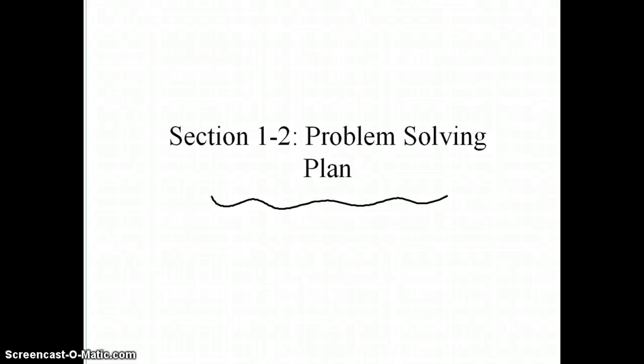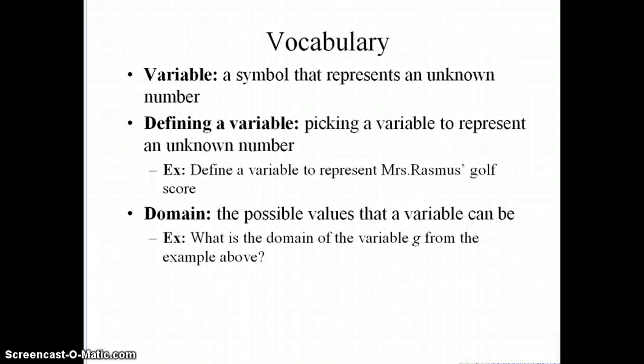Welcome to Pre-Algebra Section 1-2 Problem Solving Plan. We'll begin our day today with the vocabulary for our topic.